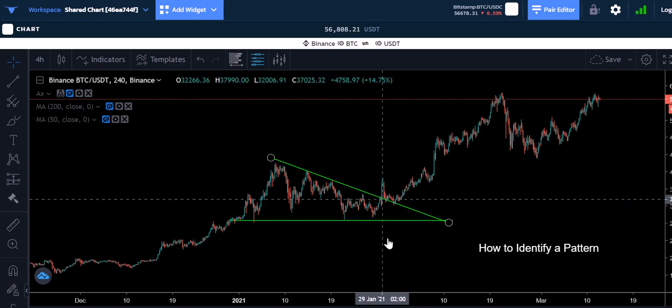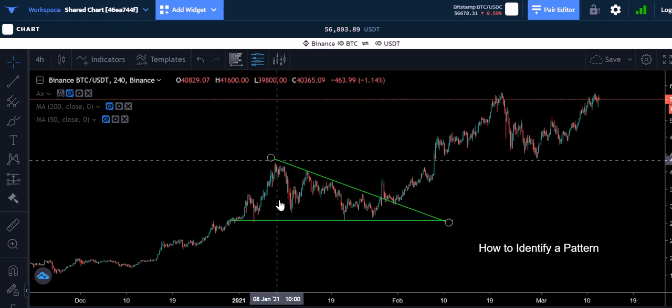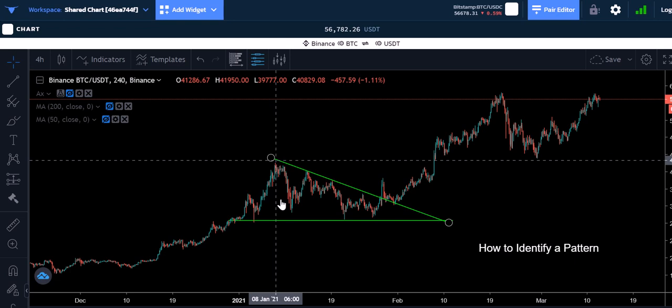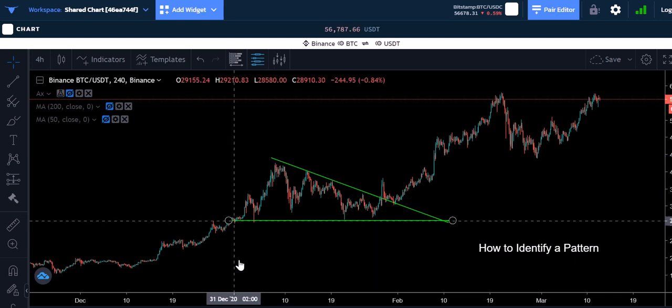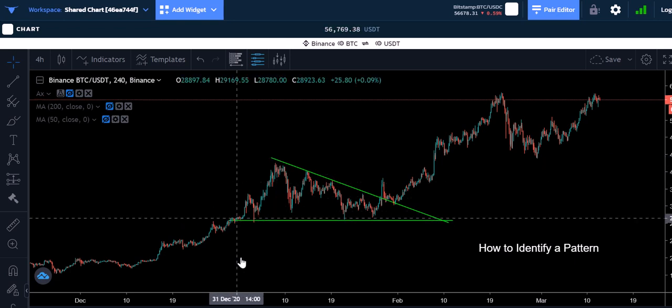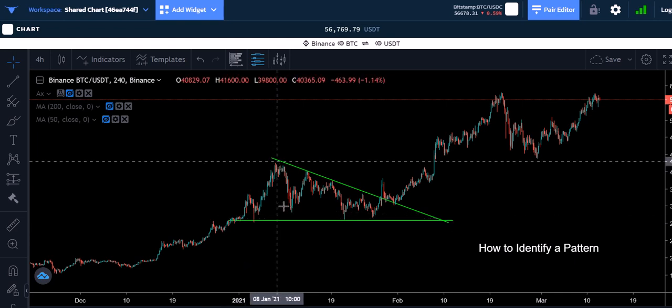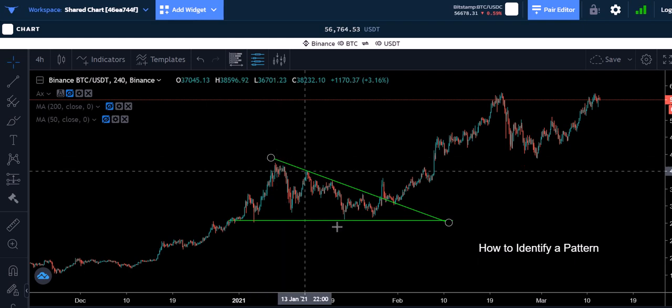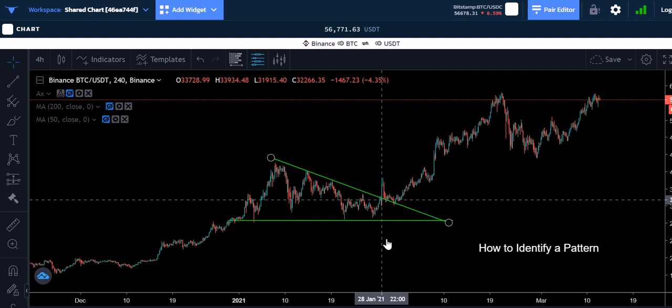So we broke out of it here. The life of this would be from here to here. I guess you could say that the pattern started here, because you have to have a beginning point and an end point. It has to have two points to start, basically. So I'm going to say it started January 8th, 2021, and it ended January 28th. So you had about a month of learning this pattern to trade it.